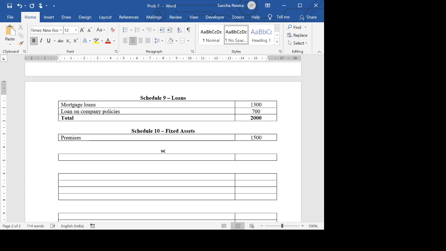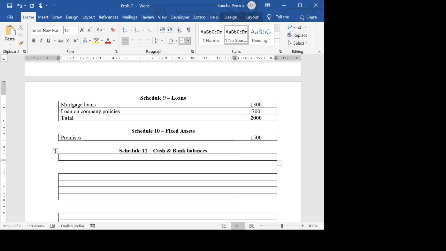Now we move on to those bifurcations. Schedule 11, which is cash and bank balances. I think we have one item here which is cash in hand. The first item given to us, cash in hand. That's the only item, 3,600.